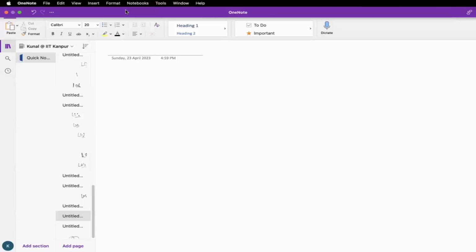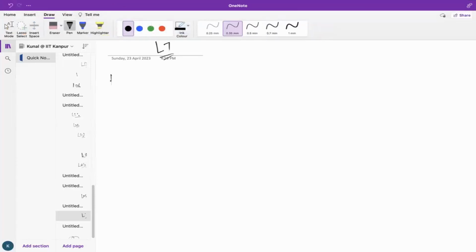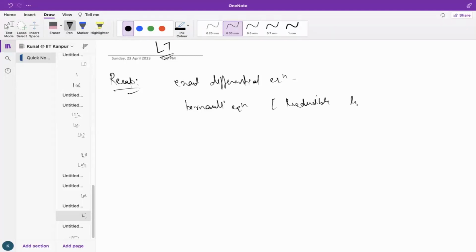And currently, we are doing our differential equation. Today is our seventh lecture on differential equation. In the previous class, we dealt with exact differential equations and Bernoulli equations, which are nothing but reducible to LDE.